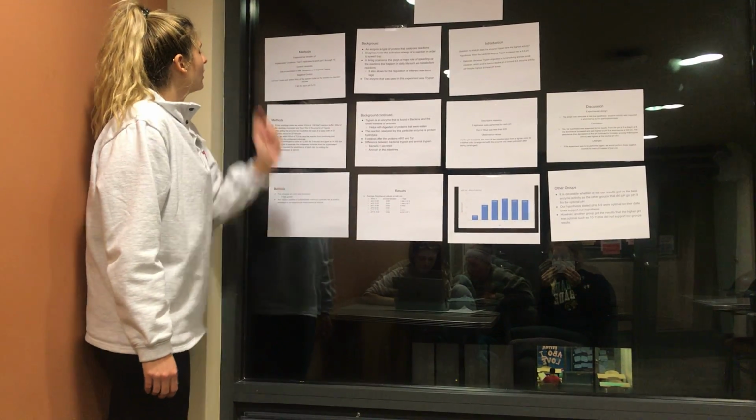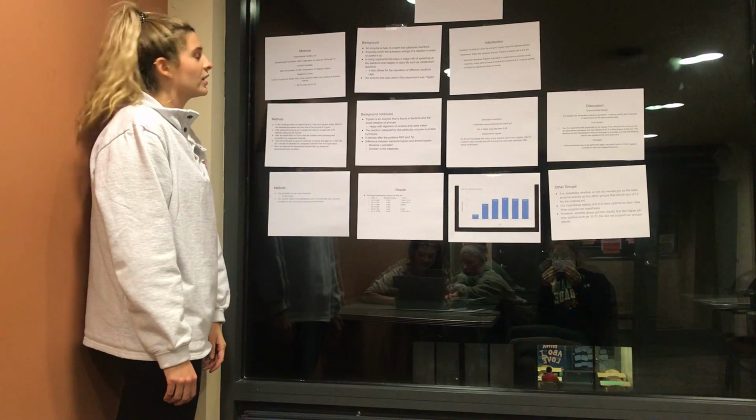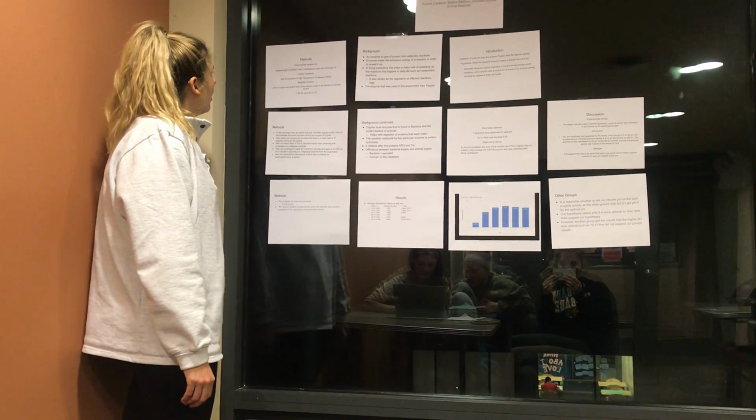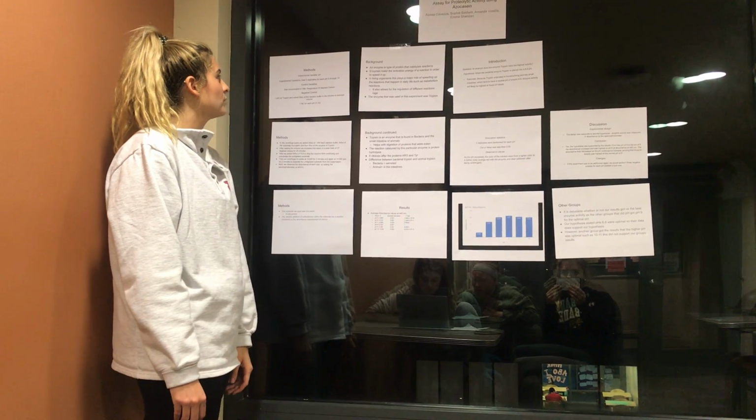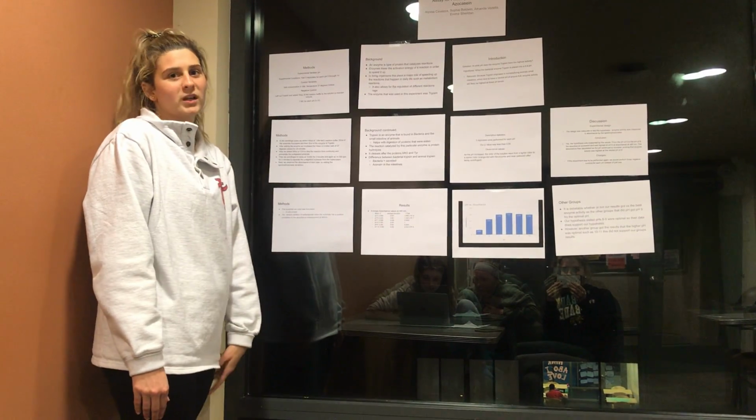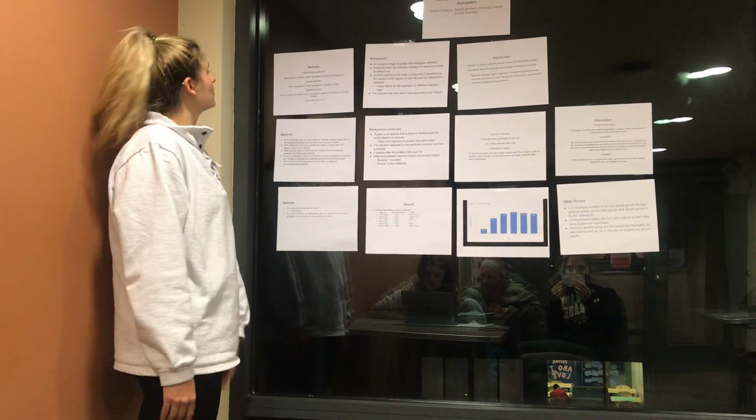For our methods, our experimental variable was pH. For our experimental conditions, we had 3 replicates for each pH from 5 through 10. So 3 for pH 5, 3 for pH 6, 7, and so on.